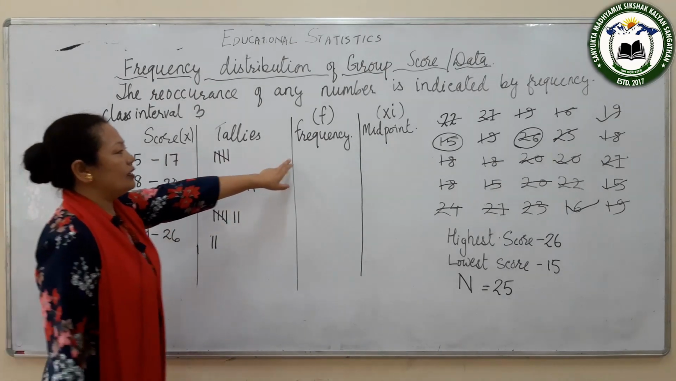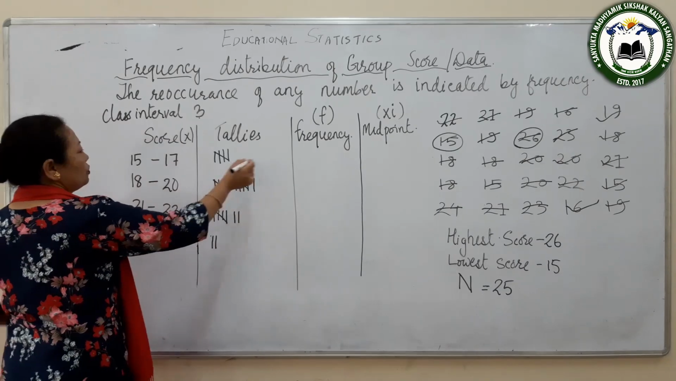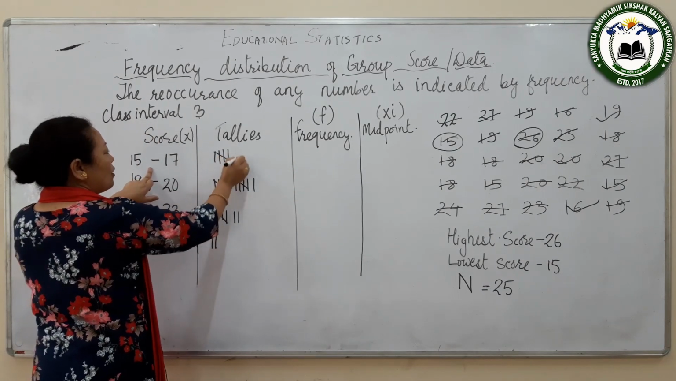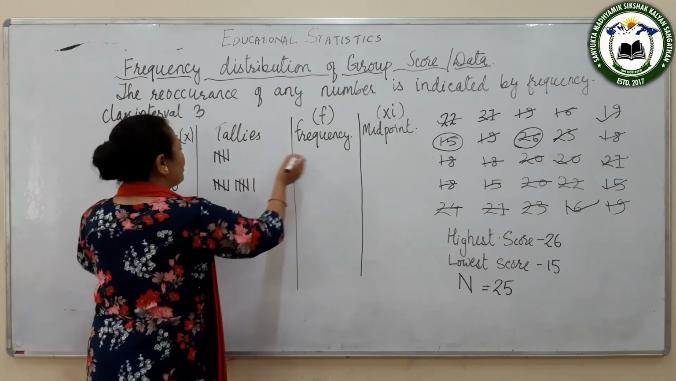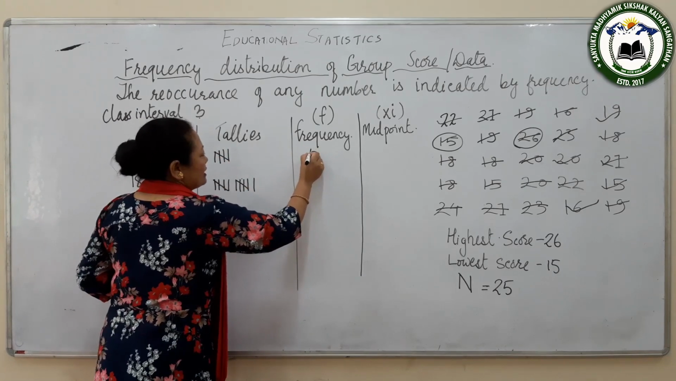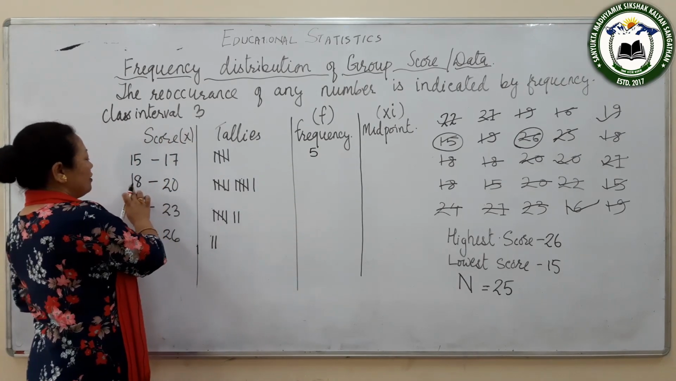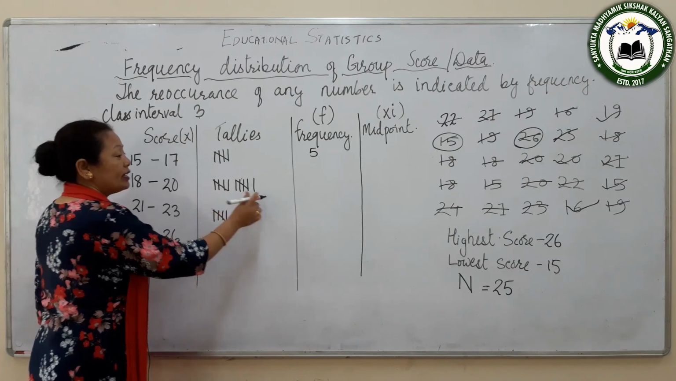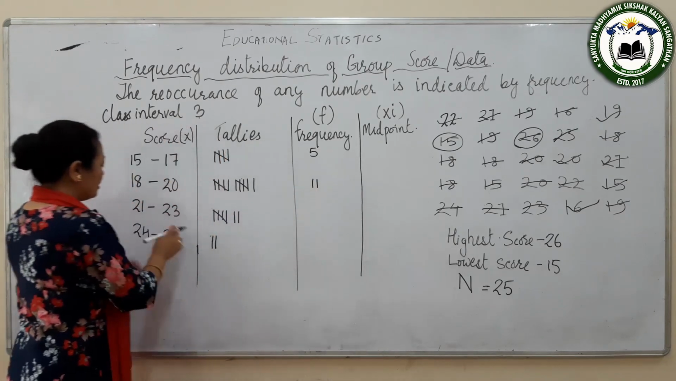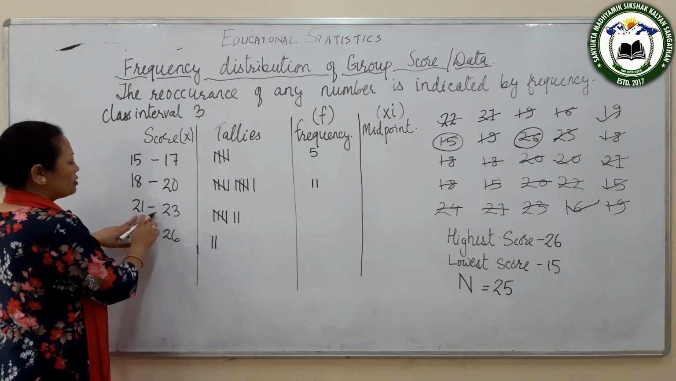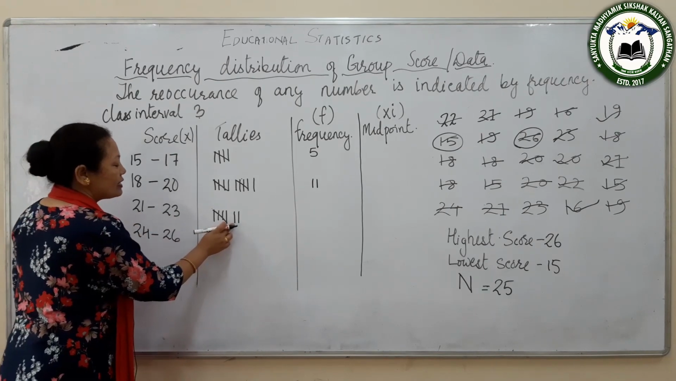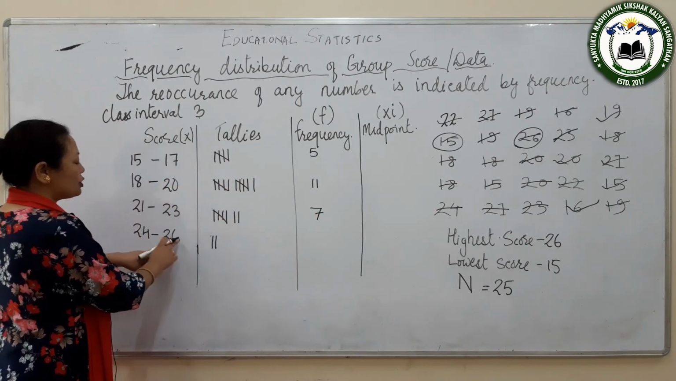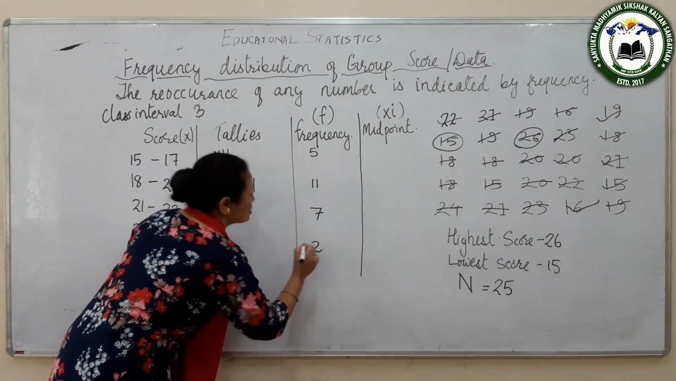Now the next is frequency. Now how do you write the frequencies? You count the tallies and the number which is indicated over here is your frequency. So the first is 5. Second, from 18 to 21 we have 5, 10 and 1 is 11 numbers. Next, from 21 to 23 we have 5, 6, 7. So 7 over here, and the last one within this has 2 scores.